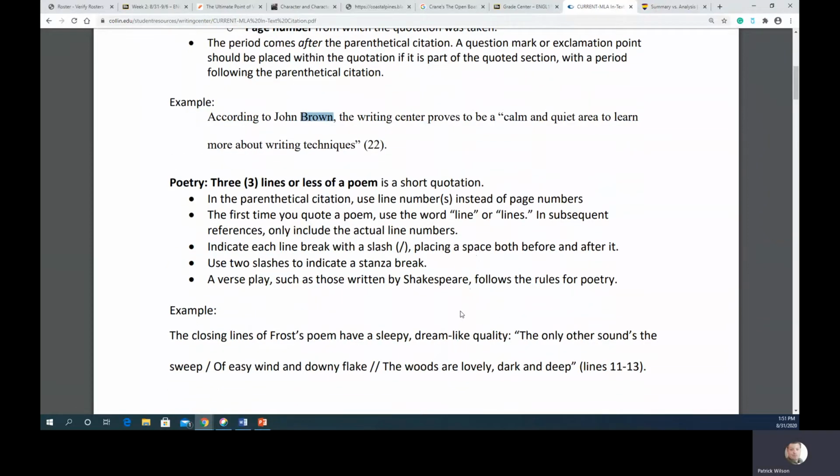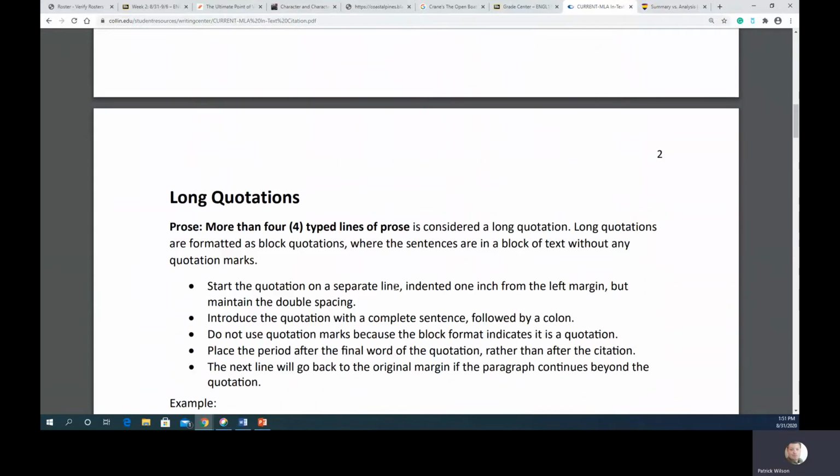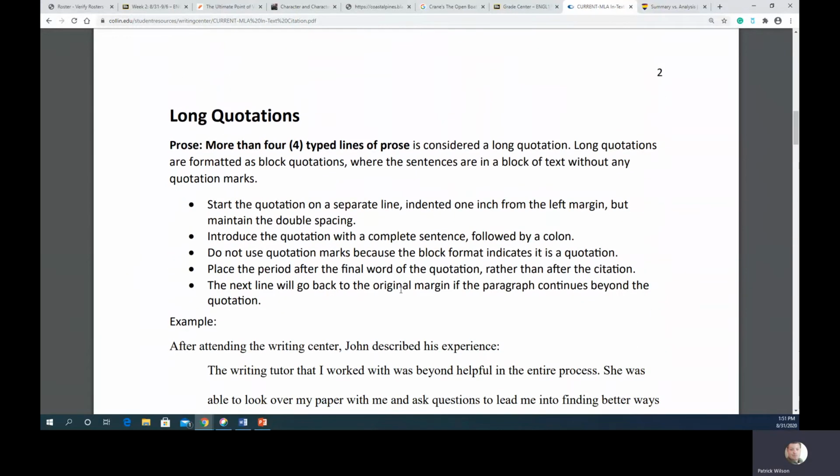Poetry, we will talk a little bit more about that as it gets close to October. So I'm not going to tease that right now.